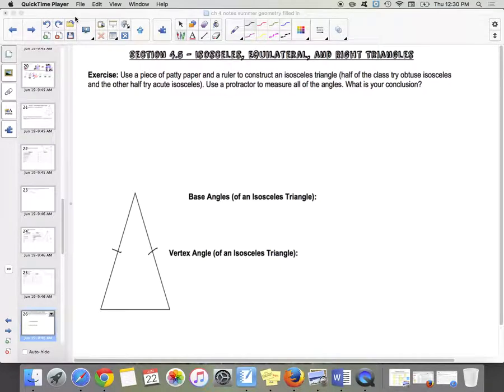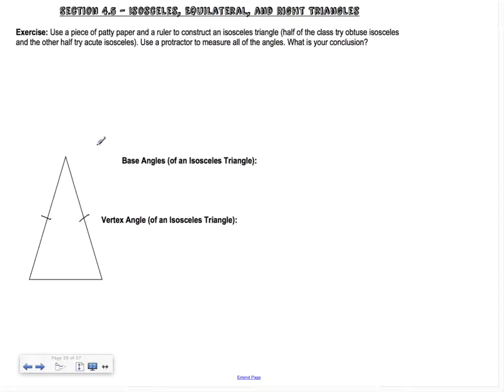All right, so the next video we have is section 4.5, which is isosceles, equilateral, and right triangles. This is actually a pretty simple section, so I thought it'd be a good one for you guys to do at home today. It says use a piece of patty paper and a ruler to construct an isosceles triangle. I have half the class trying an obtuse isosceles and half the class trying an acute isosceles.